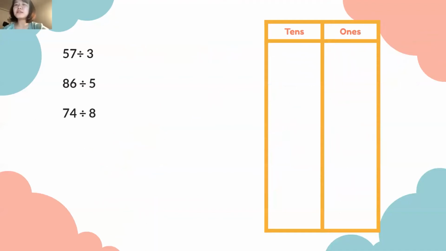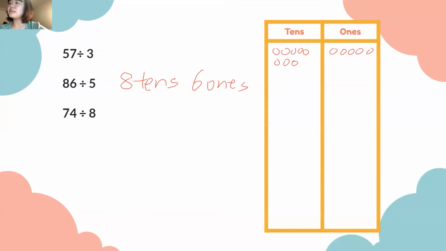Okay, and let's try 86 divided by 5. So 86 can also be represented as 8 tens, 6 ones. Let's present it on the place value chart first. So we have 1, 2, 3, 4, 5, 6, 7, 8 tens, and 1, 2, 3, 4, 5, 6 ones. And we're breaking into 5 groups. So I'm going to draw 5 groups underneath of it. 1, 2, 3, 4, 5.